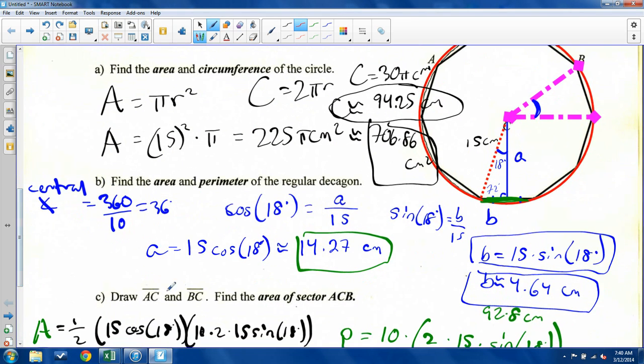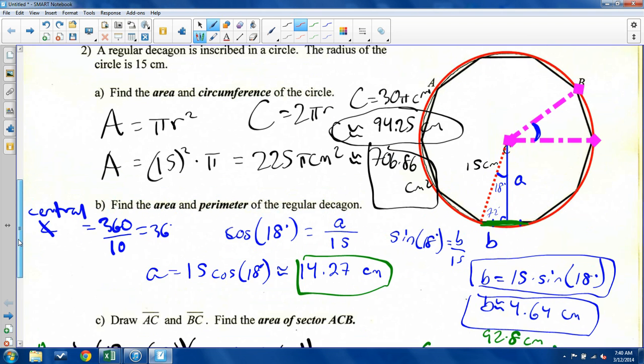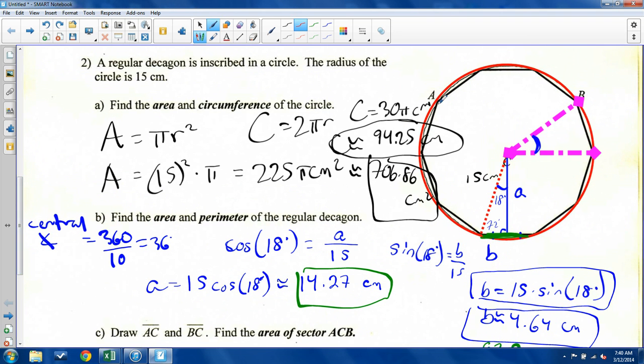Okay. Draw AC and BC. Find the area of sector ACB. Okay. AC is from here to here. Let's use a different color. AC. Here's BC. And we define the area of the sector. Now the sector is the entire thing for the circle. So it's the area of this whole guy right here.